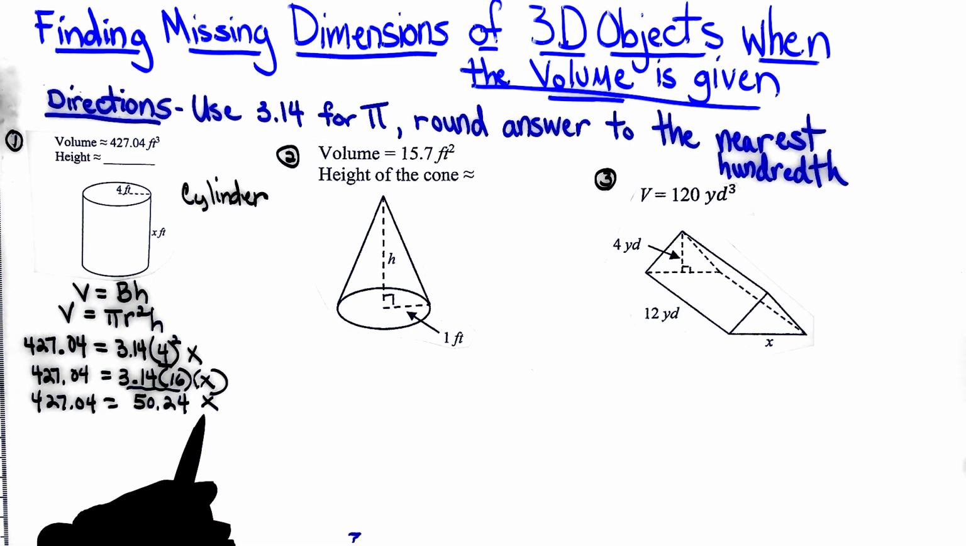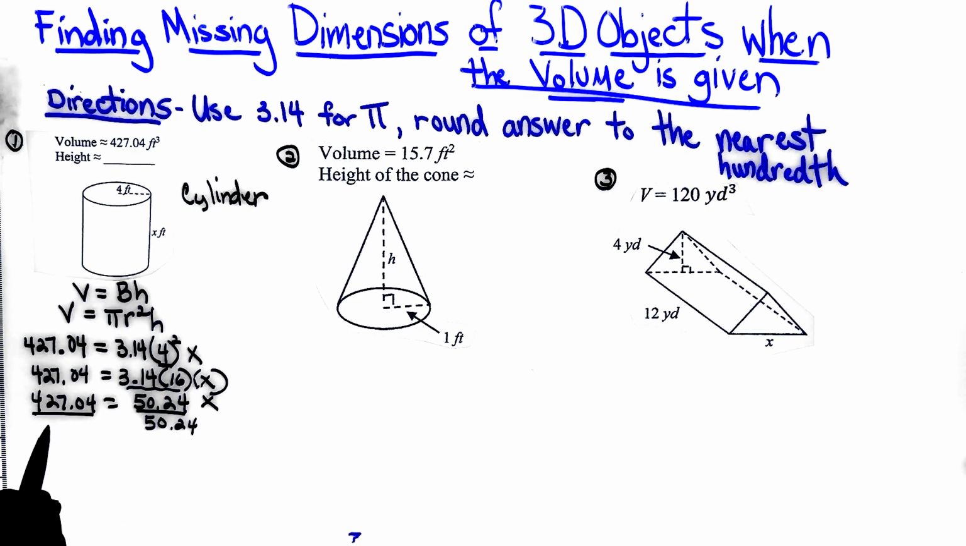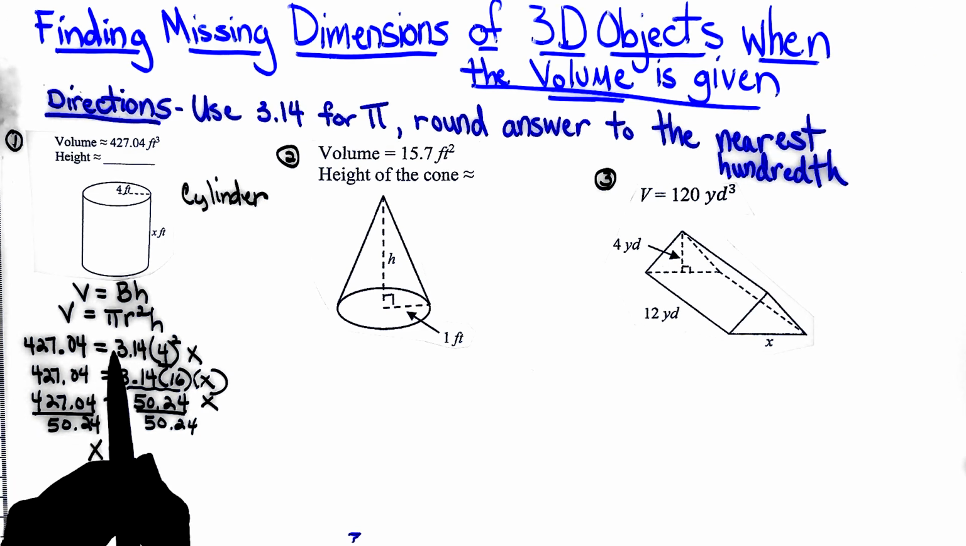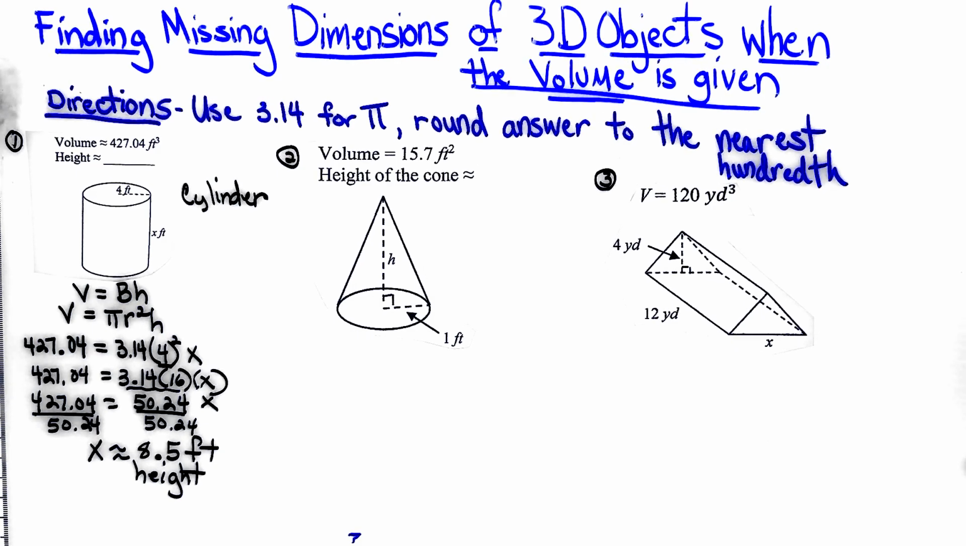So now the h finally wants to be alone, and we are going to divide both sides by our 50 and 24 hundredths. And so my height, and remember, it's going to be an approximate answer because we used pi, is 8 and 5/10 feet. And that is the height of our cylinder.